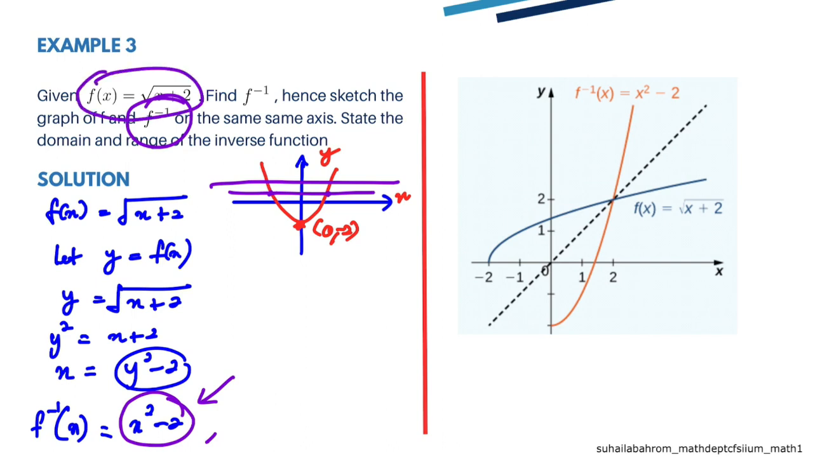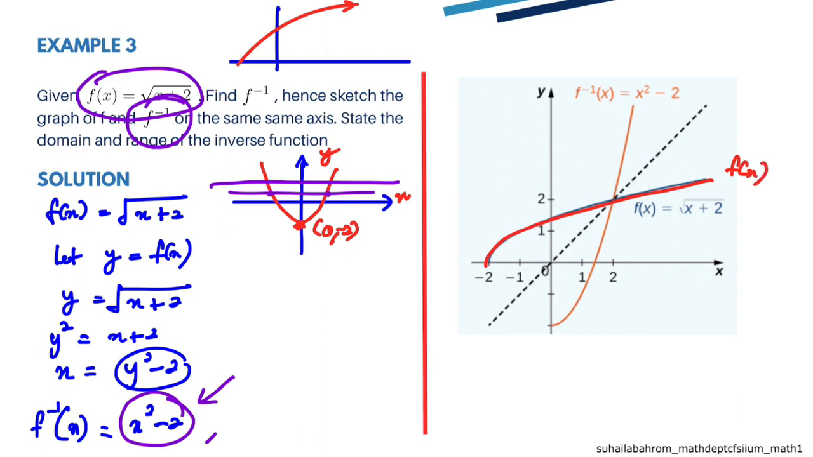Let us try to sketch the original function. When we sketch the original function, it is equivalent to the graph of the square root, and the plus 2 shows that the graph will move to the left 2 units. So this is how the graph looks like. We will have something like this, and this first graph is the function f.